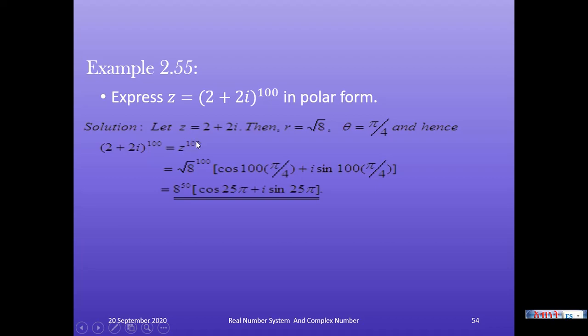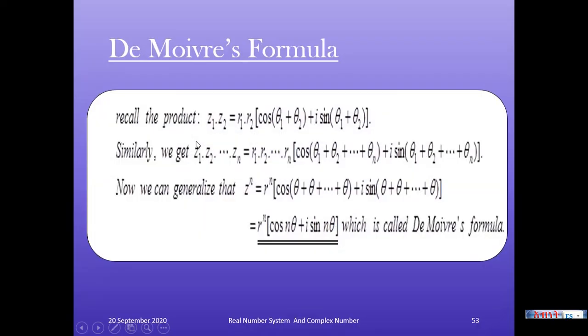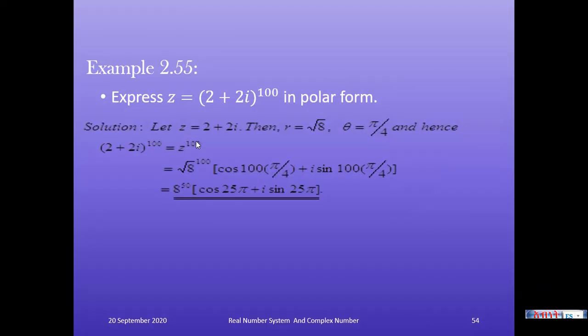So, using this formula, r to the power of n: r is root 8, root 8 to the power of 100. N is what? For this case, n is 100. So pi over 4 plus like this. When you simplify this, we get this. So using De Moivre's formula, we can simplify any polar form written like this.